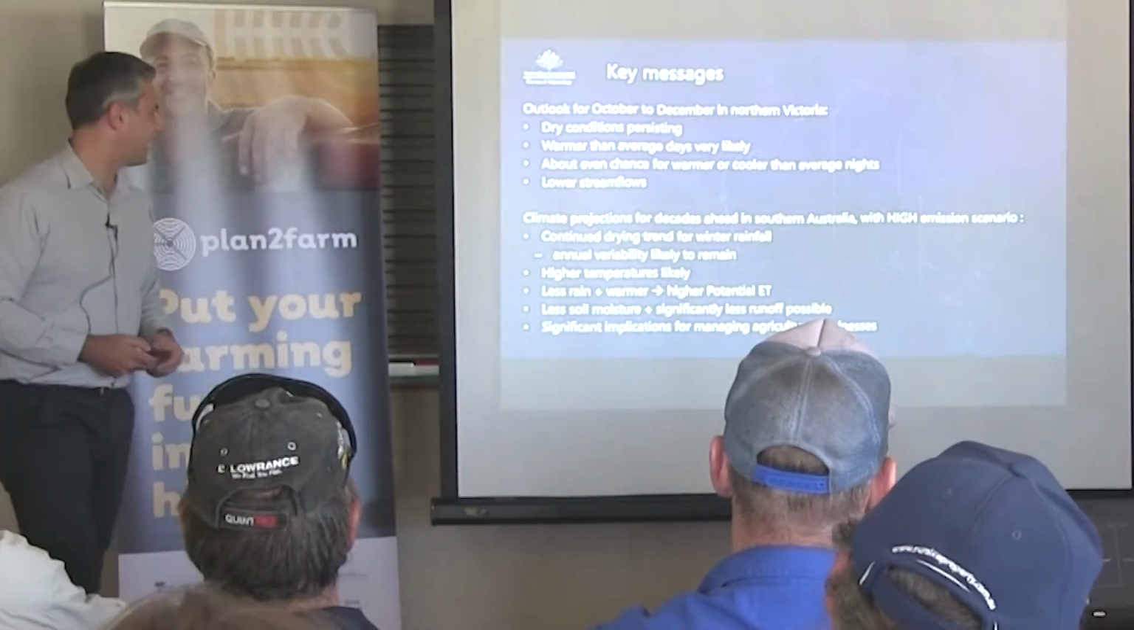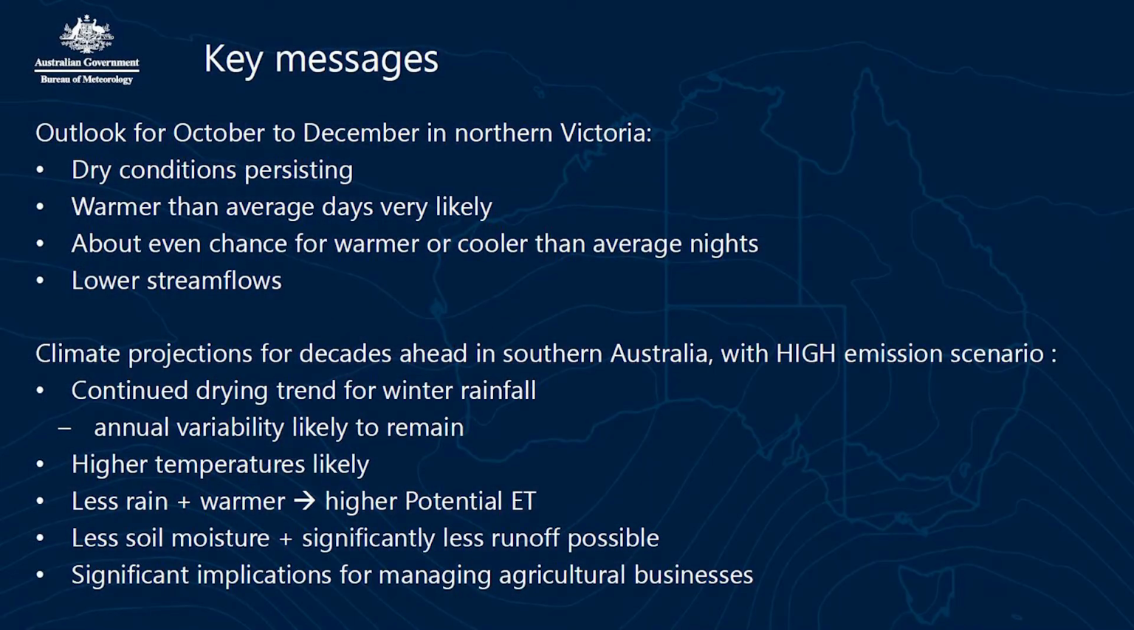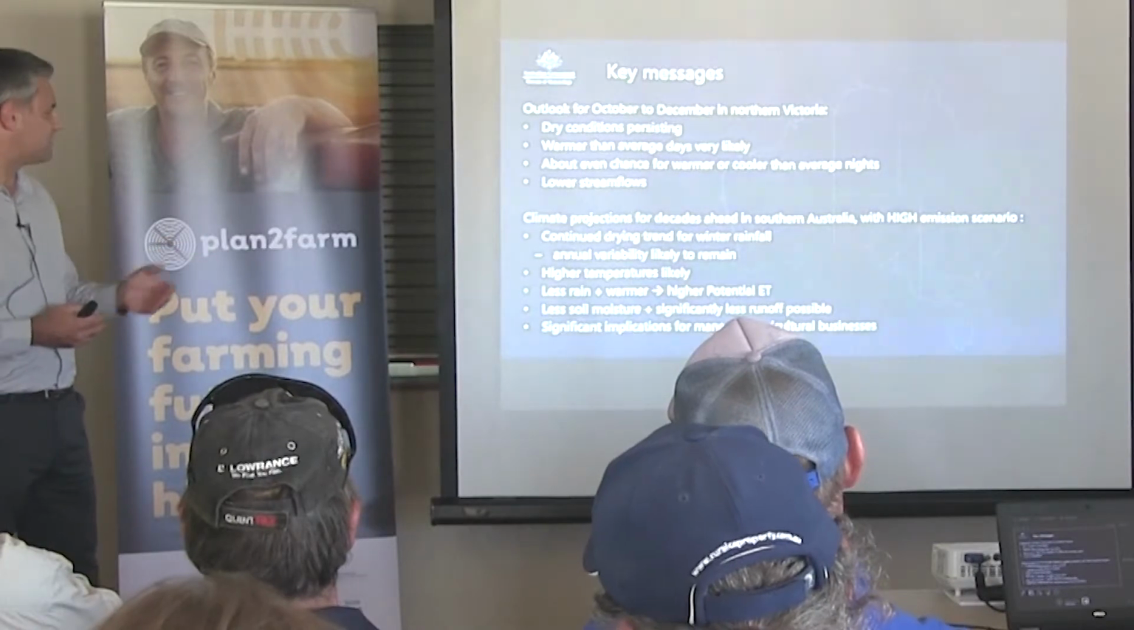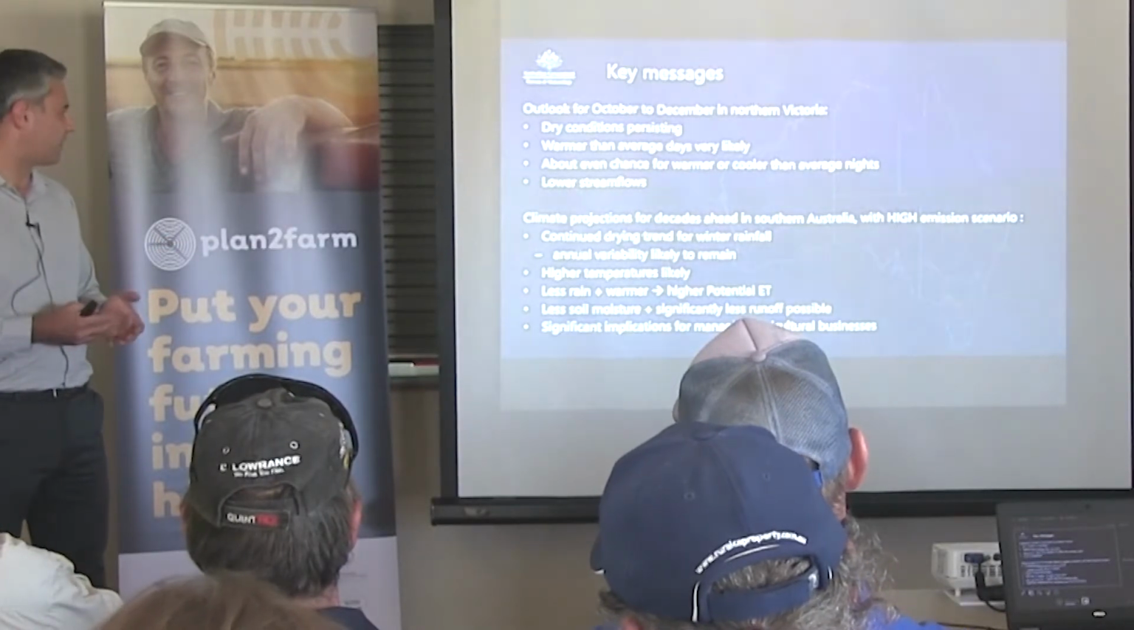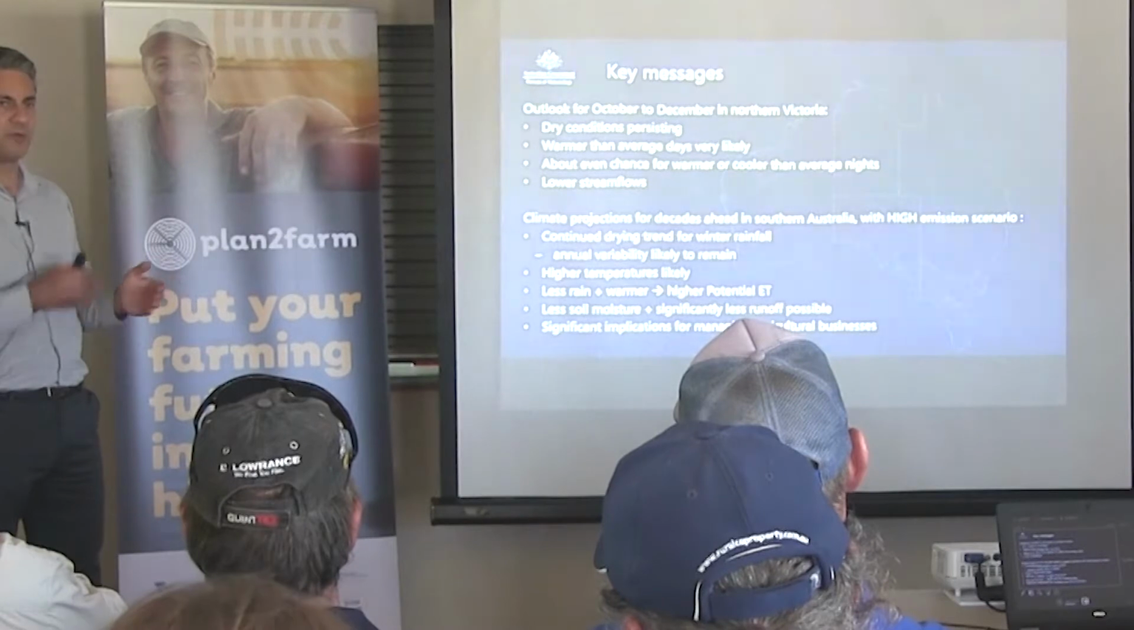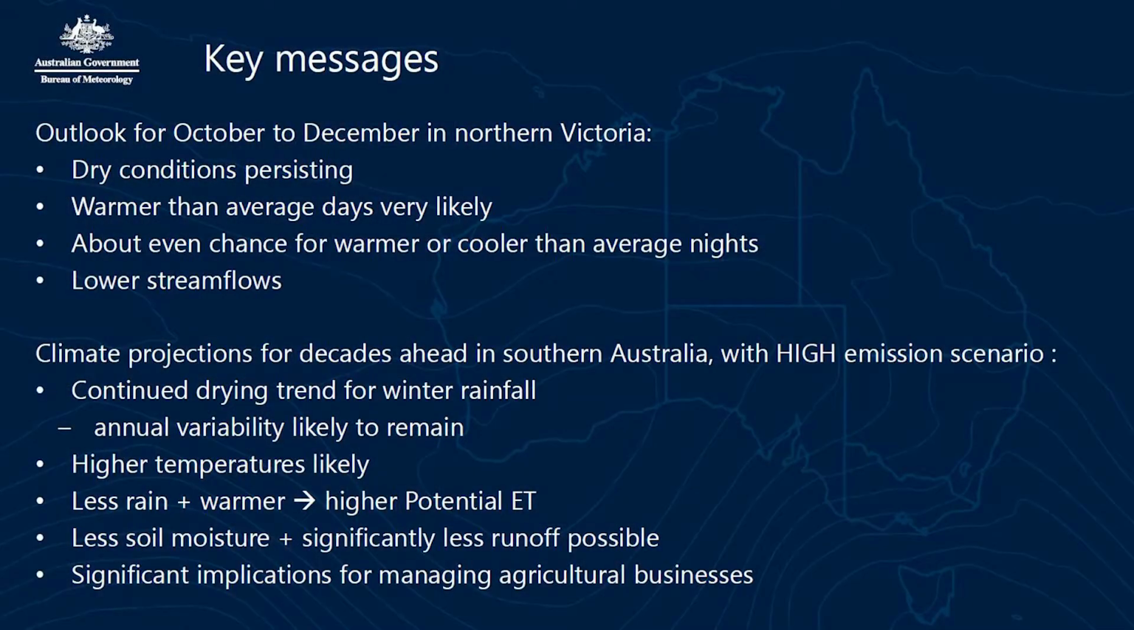So key messages from that outlook: dry conditions persisting for October to December, warmer than average days are likely, about even chance for warmer or cooler than average nights, lower stream flows. Climate projections: continued drying trend for winter rainfall for southern Australia, but the annual variability will likely remain, higher temps. So if you get less rain and warmer conditions, higher potential ET, so when people do apply water, there's greater capacity for that to evaporate more quickly.